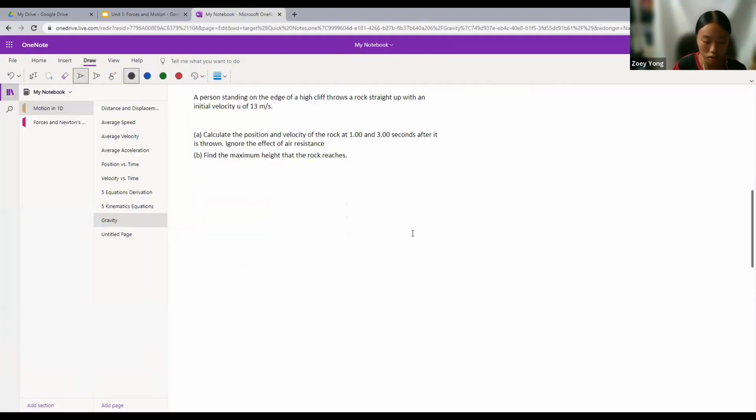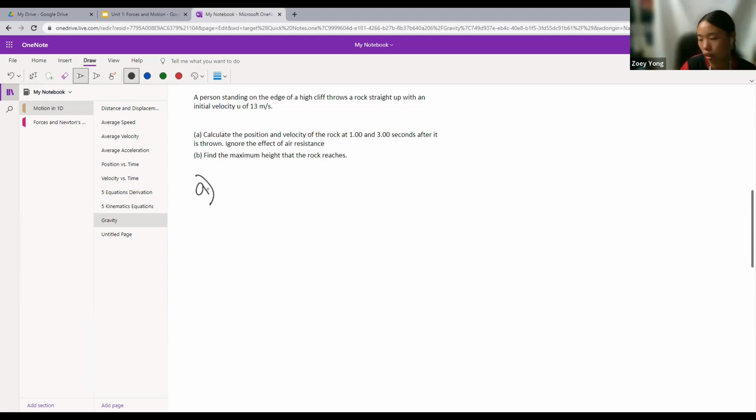A person standing on the edge of a high cliff throws a rock straight up with an initial velocity u of 13 meters per second. So A is calculate the position and velocity of the rock at 1 and 3 seconds after it is thrown. Ignore the effects of air resistance. For all the problems we do, we're going to ignore the effects of air resistance because calculating the force of air resistance is another equation, and that's probably a little bit more complicated. We're just going to do it without air resistance. B says find the maximum height that the rock reaches.